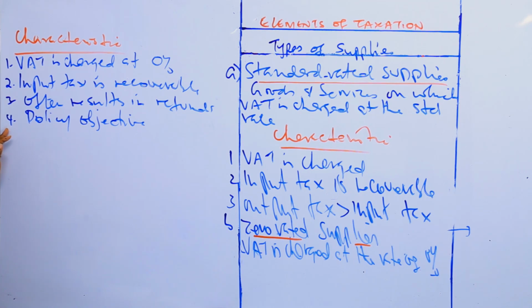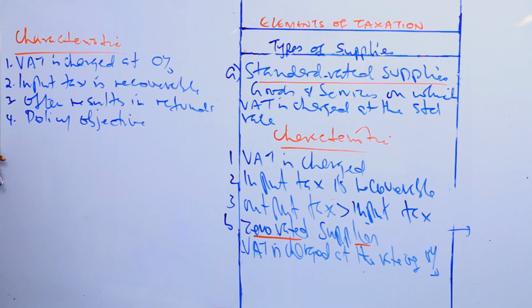Another example is international transport services. Transport of passengers and goods by road or air outside Kenya. There could also be certain goods that are used in exploration and production of oil, production of gas or mining.